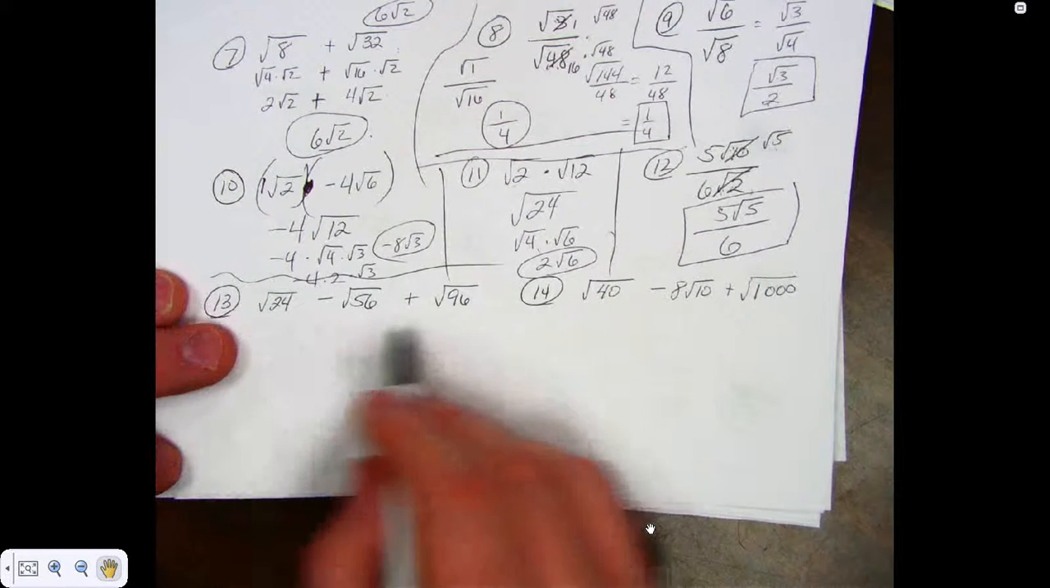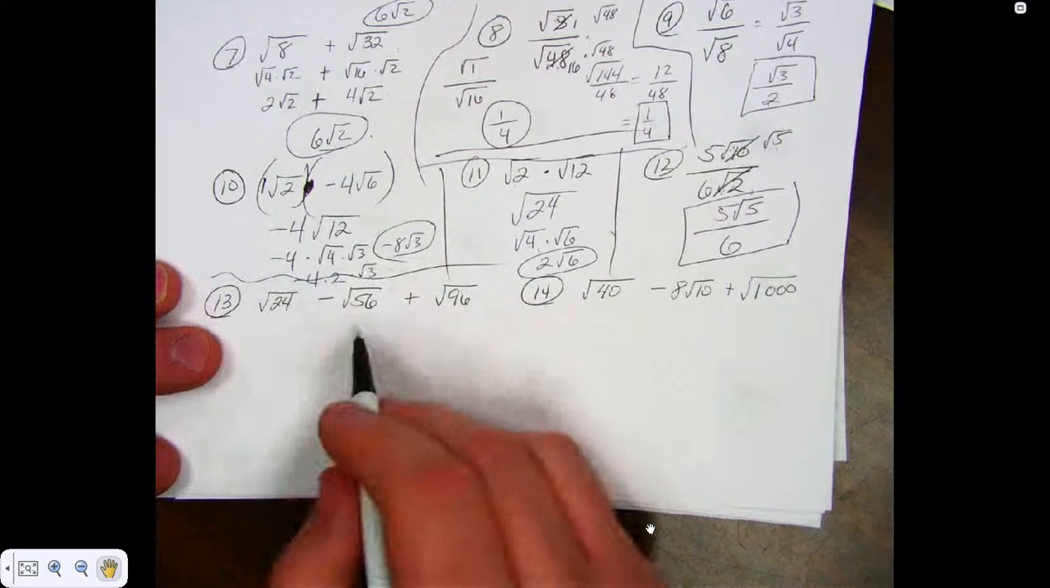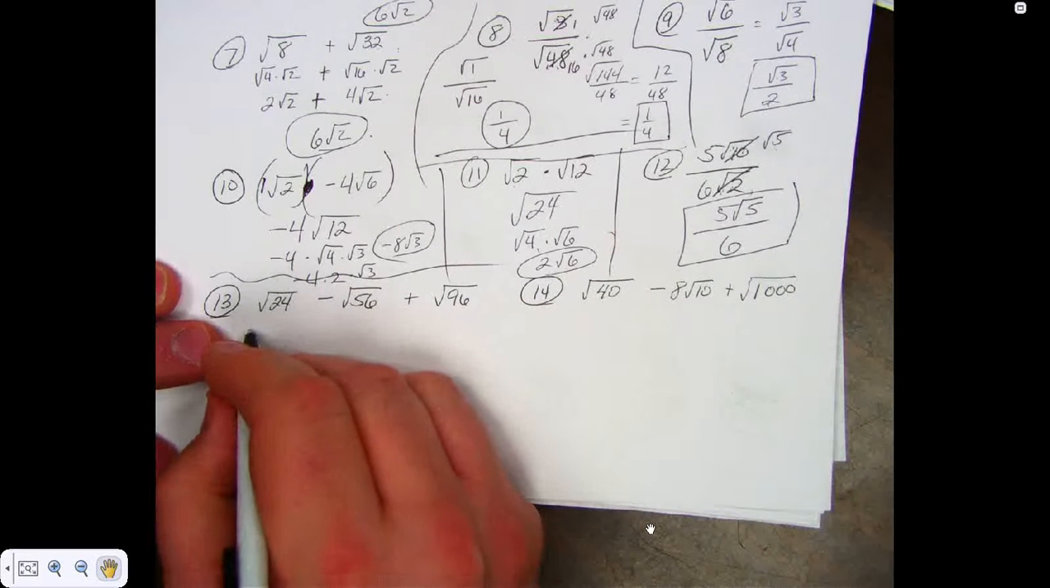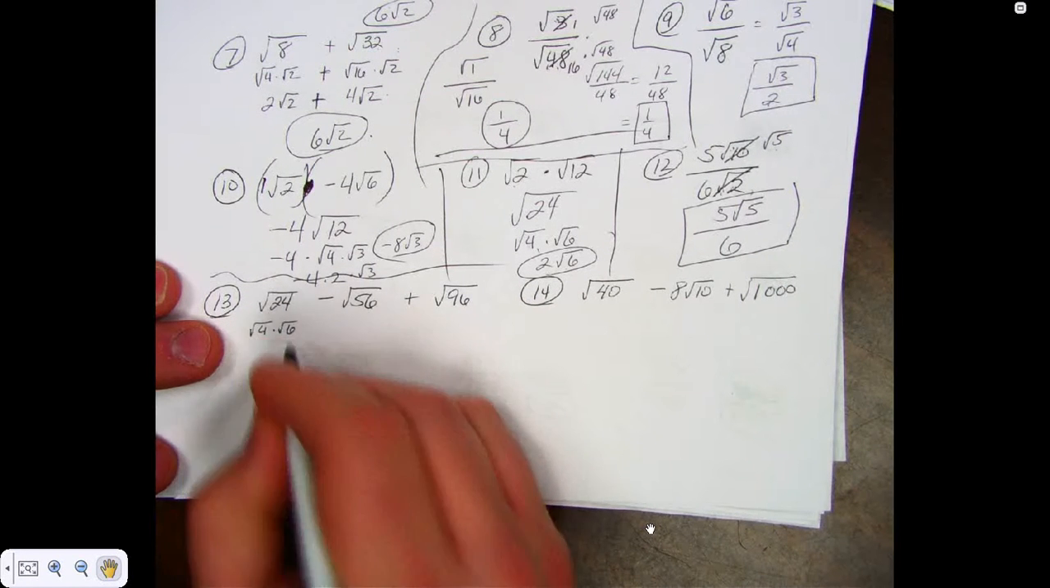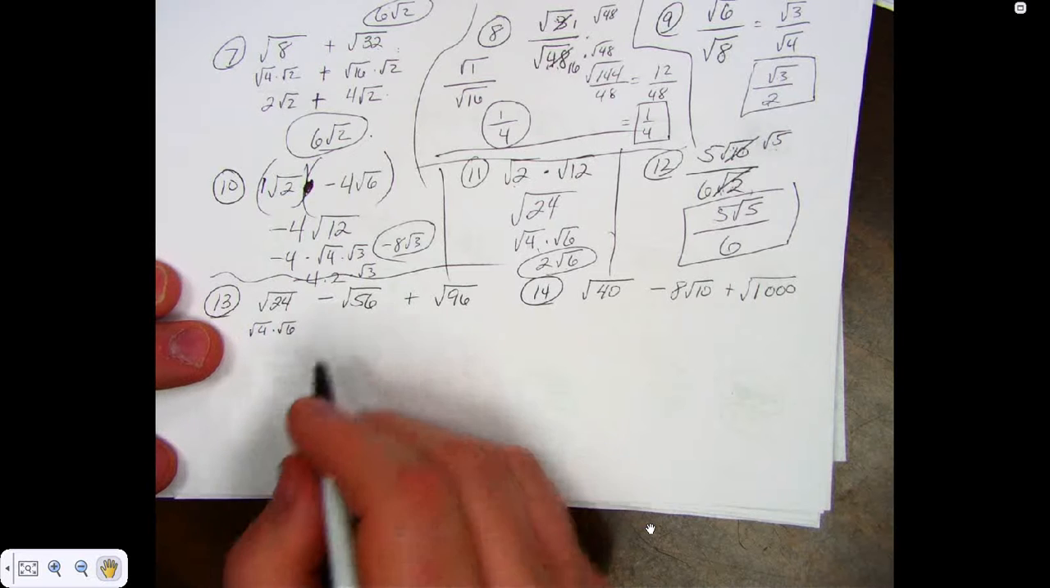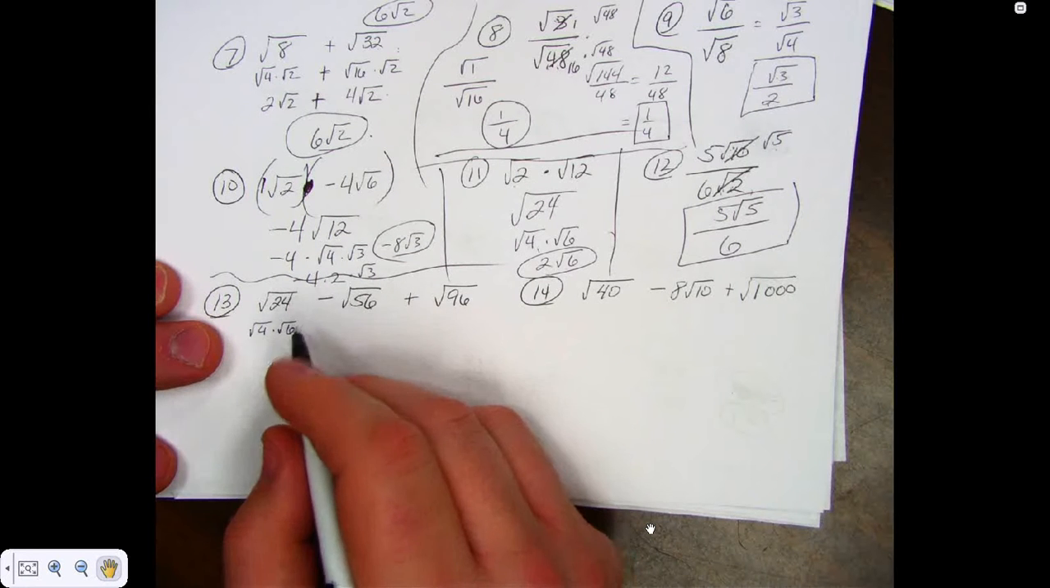Right here. Are they like terms right now? What do I have to do? Simplify each. See how the same numbers are kind of repeating sometimes? Not so bad, is it? How many times have you had to do 24 already? 2?